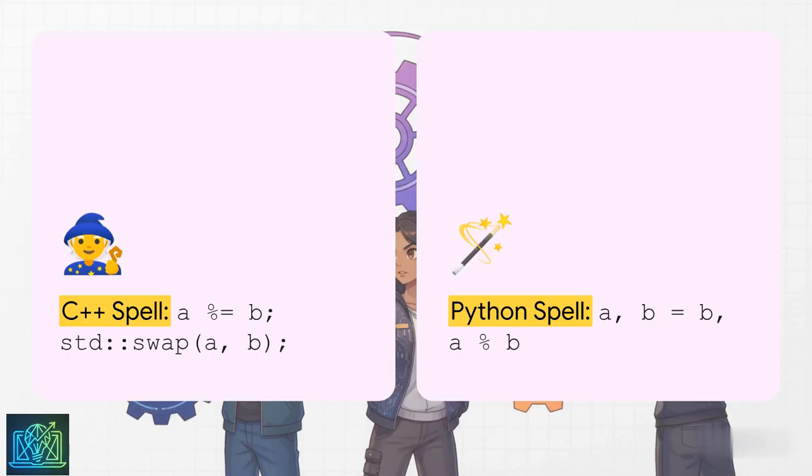Now, look at the Java version. The logic is exactly the same. We just use a little helper, a temp variable, to do the swap. See, both of these spells perform the exact same magic. They just use slightly different words.